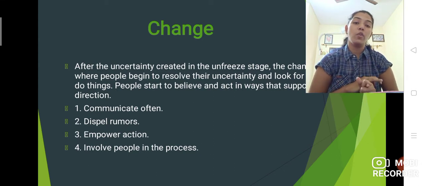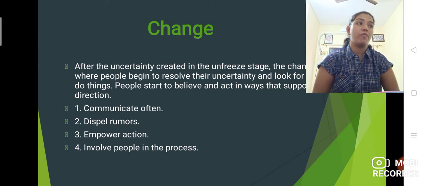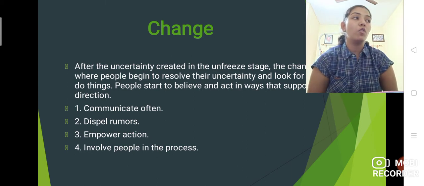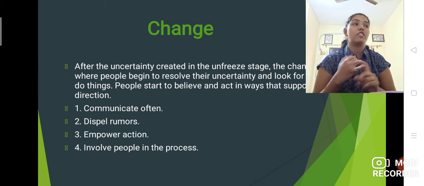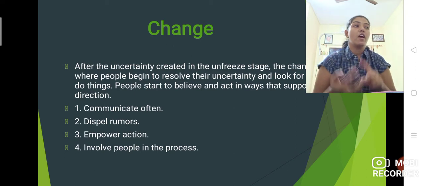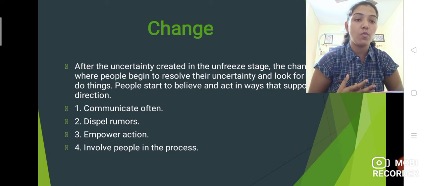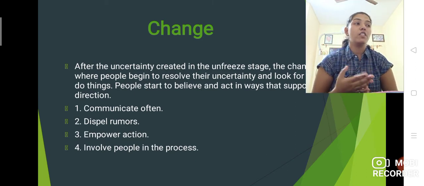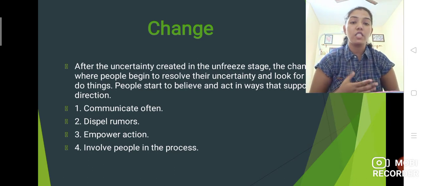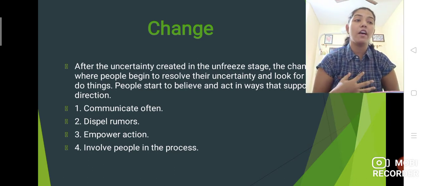So the steps included are, first, communication: do it often throughout the planning and implementation of the changes, describe the benefits, explain exactly how the changes will affect everyone and prepare everyone for what is coming. Next is dispel rumors.